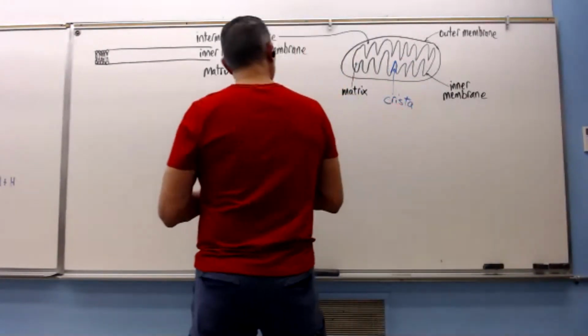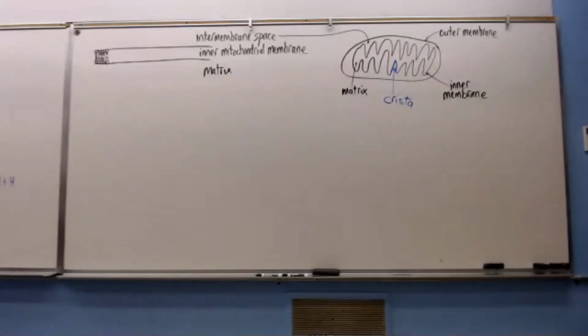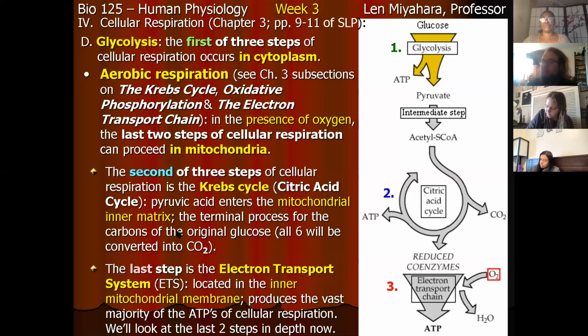It's just a finger or fold of the inner membrane, and that's what you see on page 9 of your lecture packet. Okay, does that help? As we're talking about inner matrix, and the electron transport system is on the inner mitochondrial membrane.